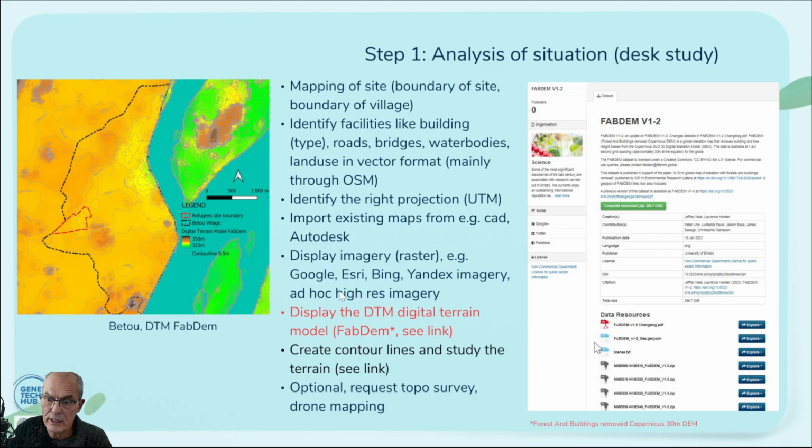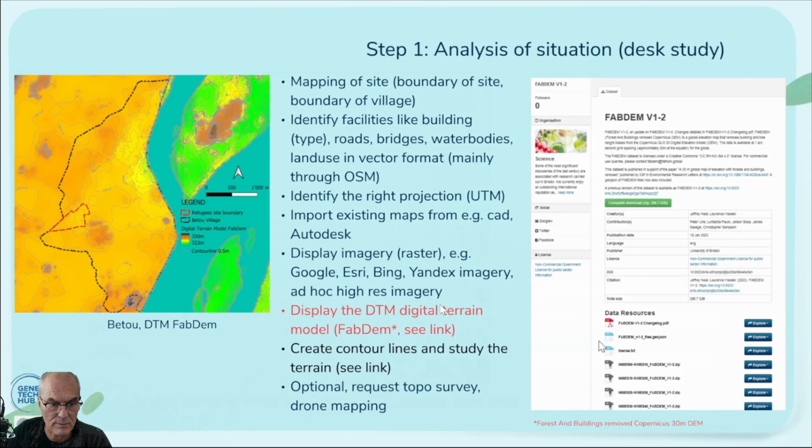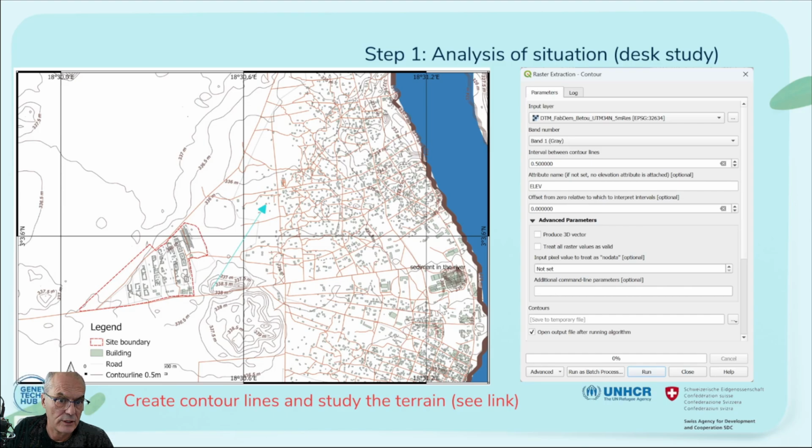Now, what can you do with the digital terrain model? First, what you can do is to develop contour lines. The digital terrain model that you are going to download, the FABDEM, has a resolution of 30 meters per pixel. It is not a good resolution, so each elevation is 900 square meters. But on the other hand, between the pixels, it is an approximation.